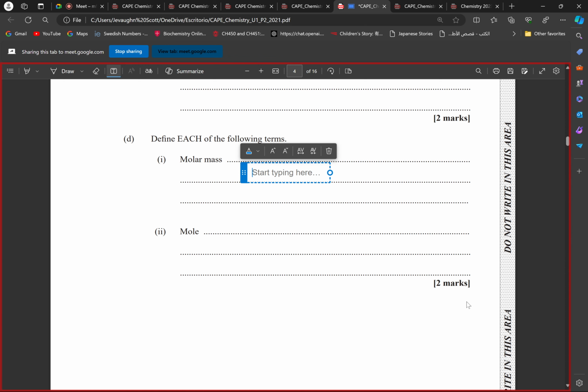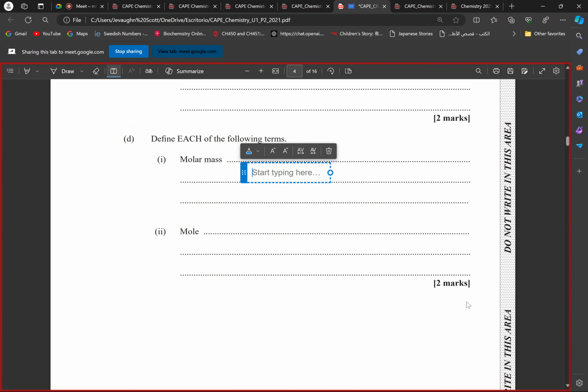This refers to the total number of protons and neutrons within an element. That's the atomic mass of the substance, not the molar mass. It's the mass of 1 mole represented in grams per mole. The mass of 1 mole represented in grams per mole.